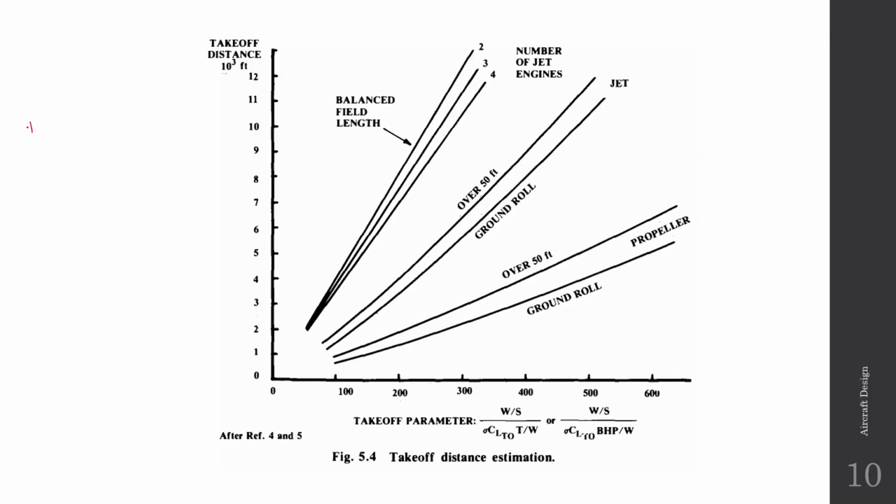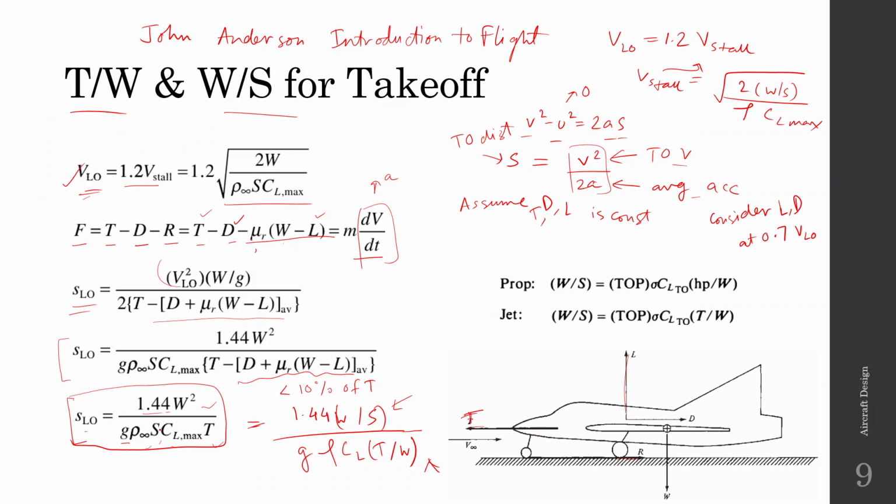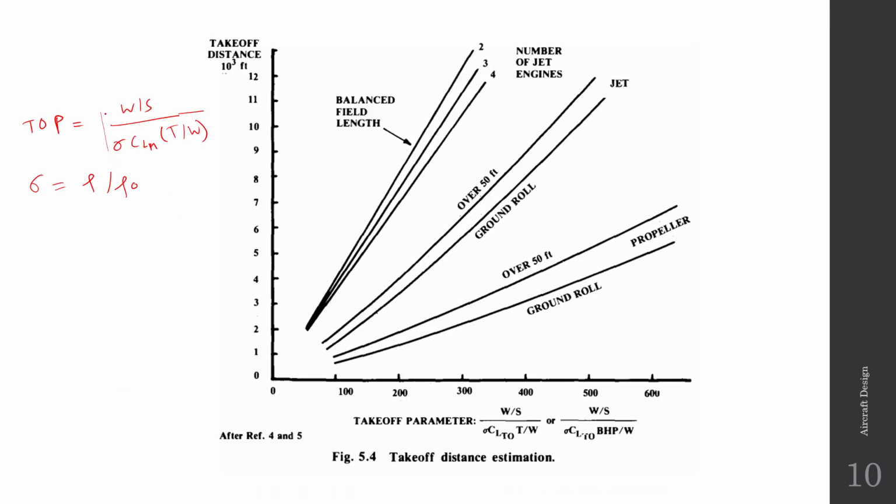So takeoff parameter is defined as W by S sigma CL max T by W, and here sigma is rho by rho naught. Rho means the density at the place from where you want to take off, and rho naught is the air density at mean sea level. So when you do all the substitutions, you will find that the rest of the things are constants, and mainly the takeoff distance depends on these terms.